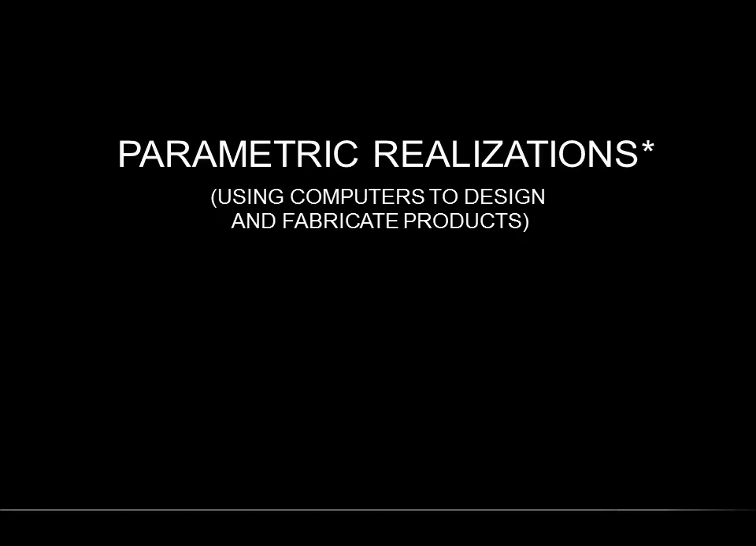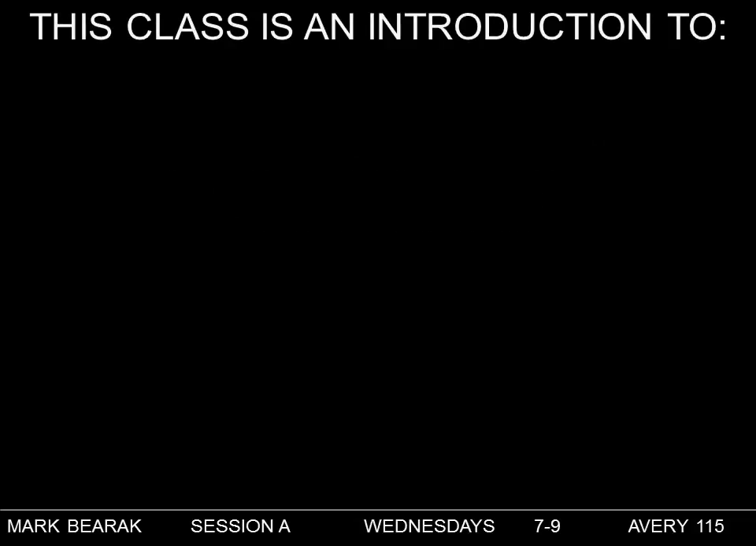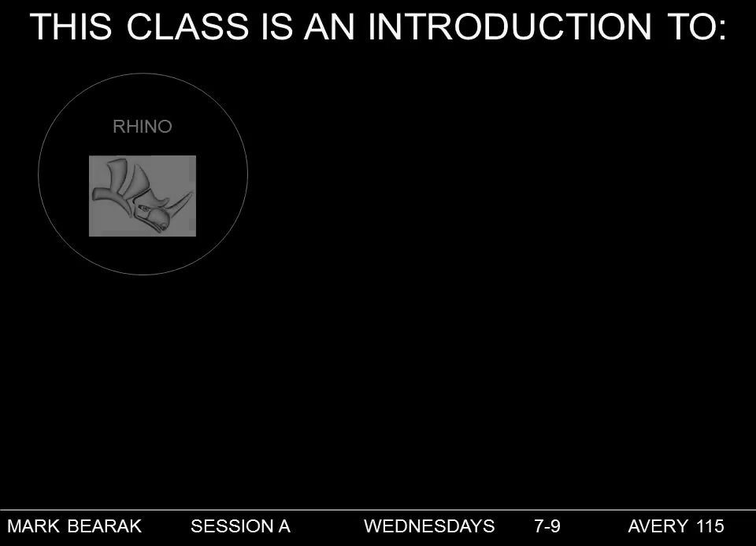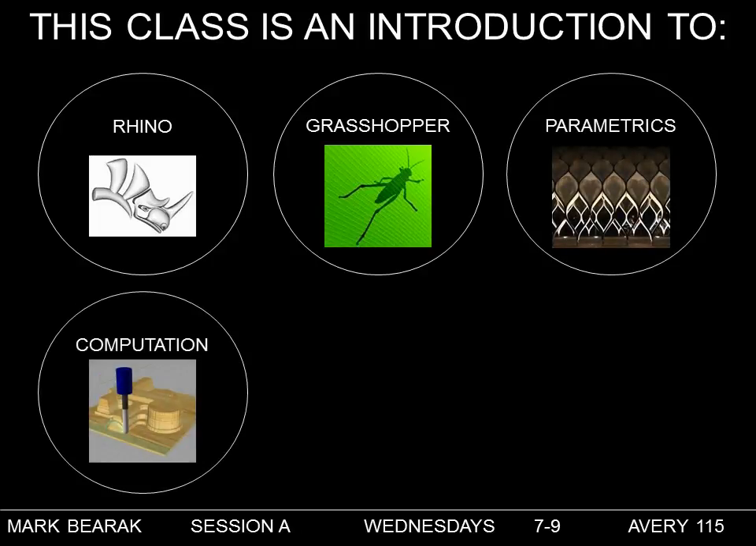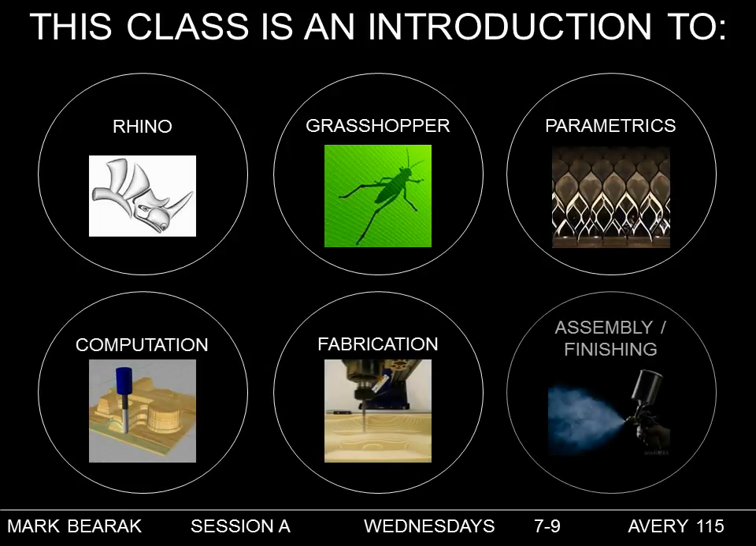Hello, my name is MBearak, and the class is called Parametric Realizations, or to simplify, it could be called Using Computers to Design and Fabricate Products. This is a Session A class starting tomorrow night, meeting every Wednesday from 7 to 9 in Avery Room 115. This class is an introduction to Rhino, Grasshopper, parametric modeling, mathematical computation, fabrication, and assembly and finishing.